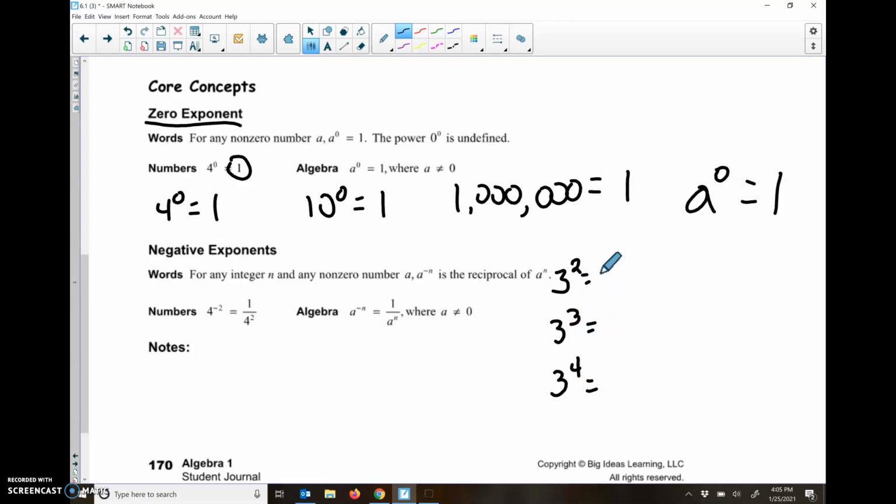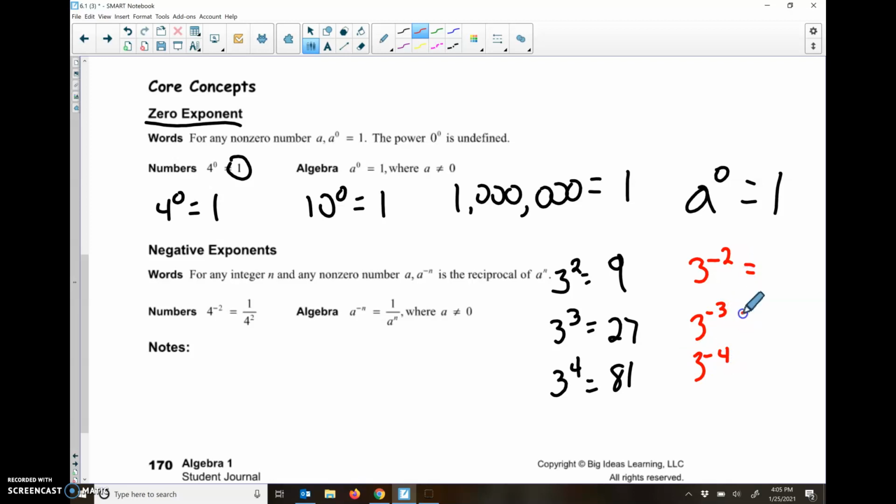You've seen these before. So 3 squared, we know is 9. 3 cubed, we know is 27, 3 times 3 times 3. And 3 to the fourth, we know is 81. So let's pretend those were negative exponents. 3 to the negative second, 3 to the negative third, 3 to the negative fourth.